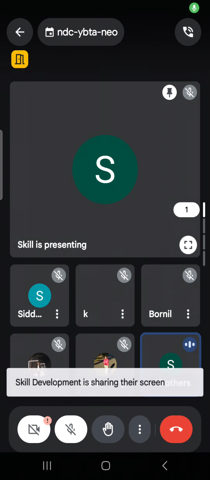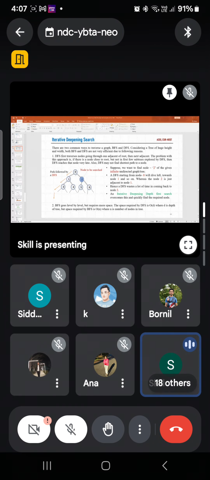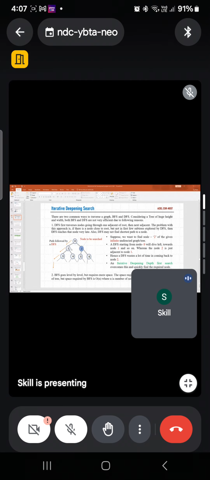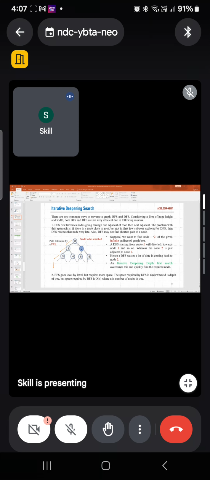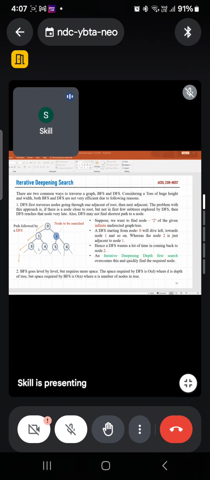BFS, how the roots or nodes are, how nodes are traversed from the root. So here in BFS, the nodes are divided into the levels. In different levels, different nodes are present. So one by one level, you have to visit all the nodes. So this visiting all the nodes requires more space in BFS.